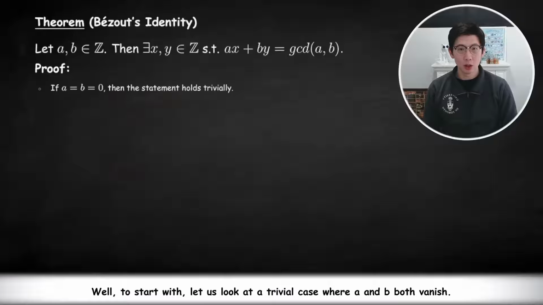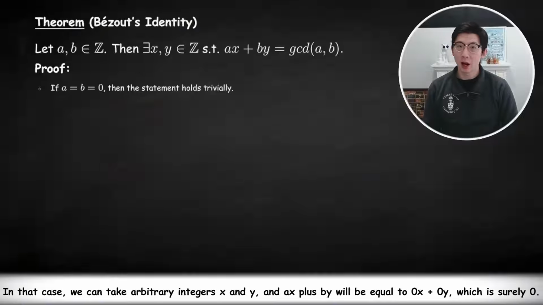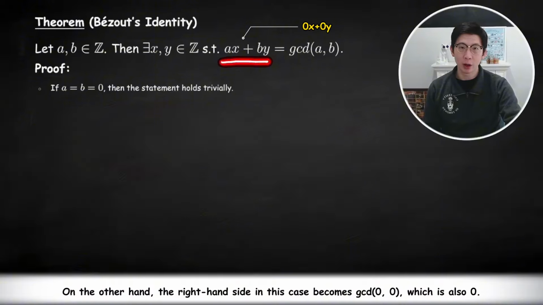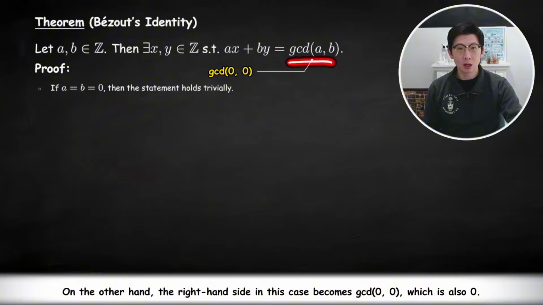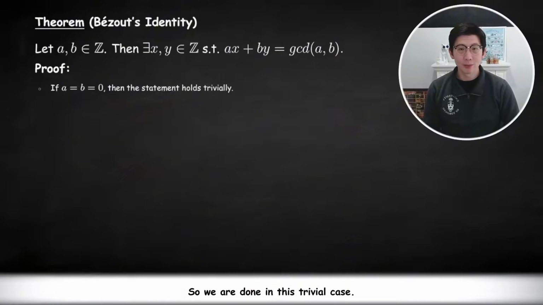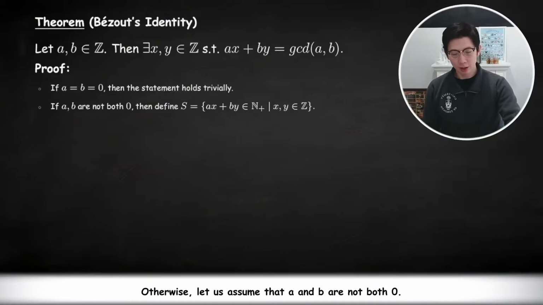Well, to start with, let us look at a trivial case where a and b both vanish. In that case, we can take arbitrary integers x and y, and ax plus by will be equal to 0 times x plus 0 times y, which is surely 0. On the other hand, the right-hand side in this case becomes GCD(0, 0), which is also 0. So we're done in this trivial case. Otherwise, let us assume that a and b are not both 0.